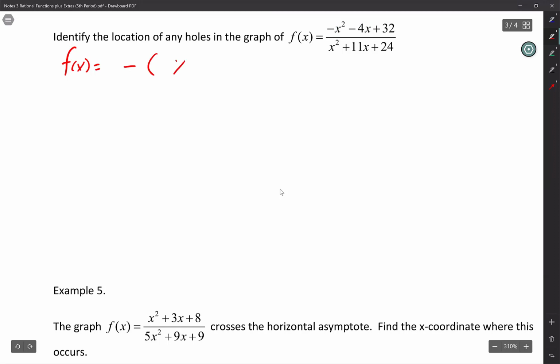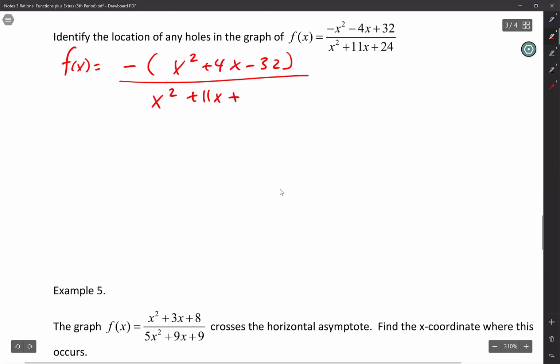Negative on the outside, x squared plus 4x minus 32. Why did I do that? I did that because I want to be able to factor the numerator. It can be done, you can factor it with the negative there, but it's going to be a little more difficult.